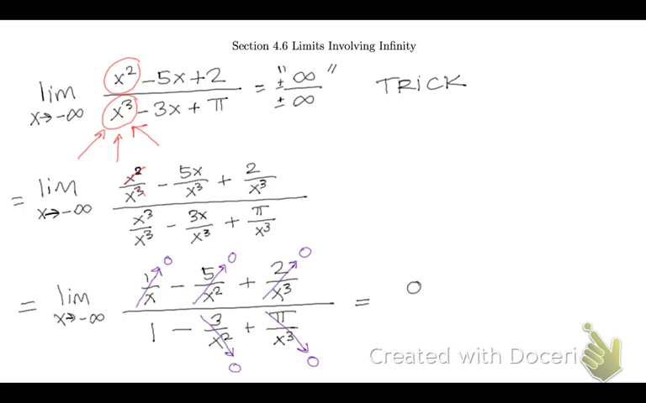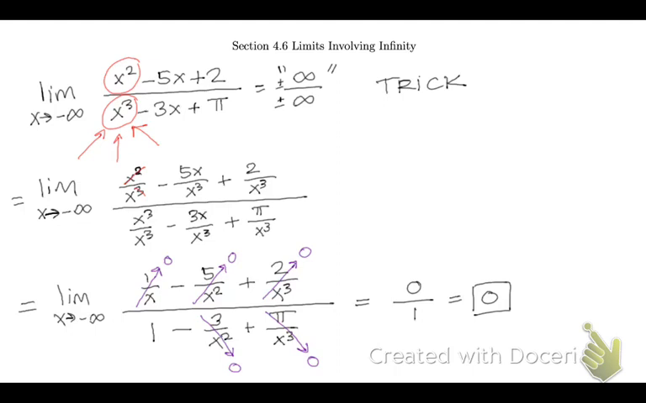So I ended up with a whole lot of nothing up top. On bottom, I've got 1 minus 0 plus 0. And 0 can be on top of a fraction. 0 divided by 1, that's 0. So that limit is equal to 0.